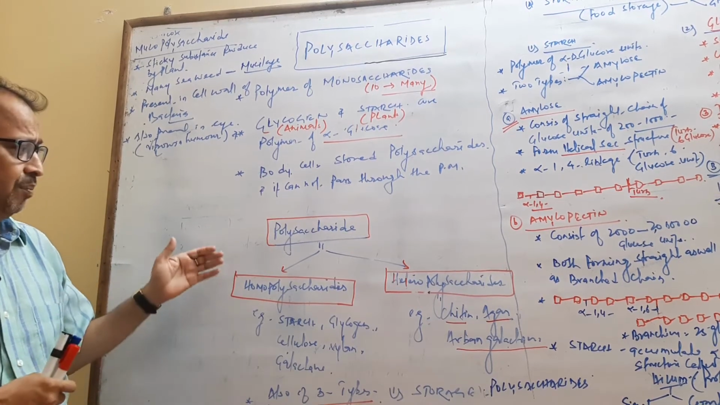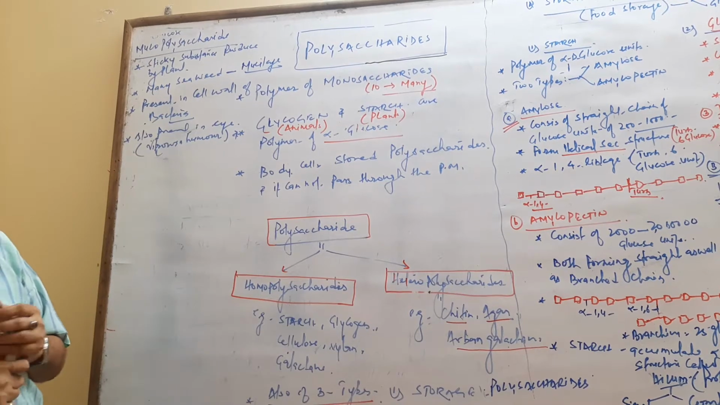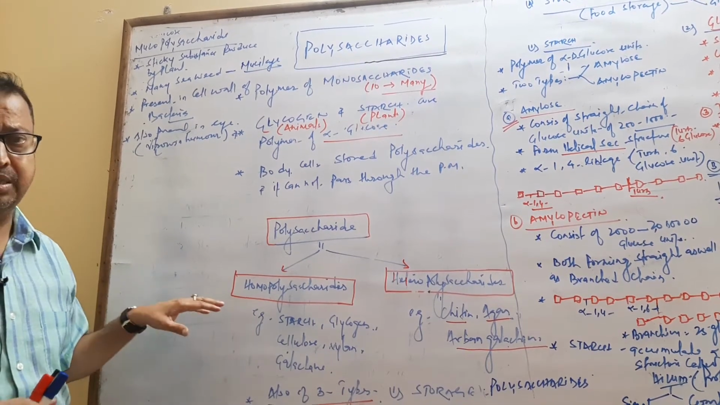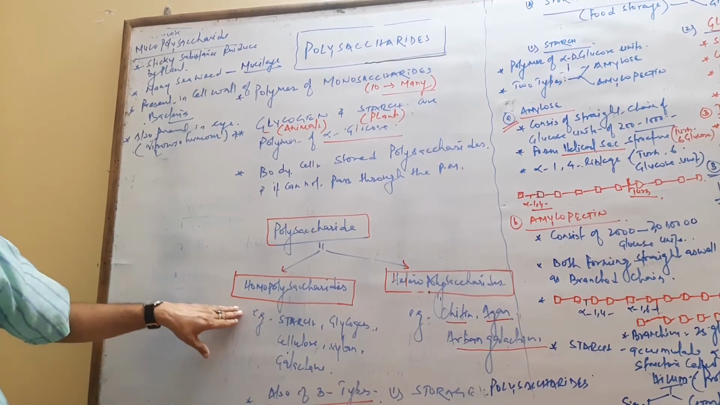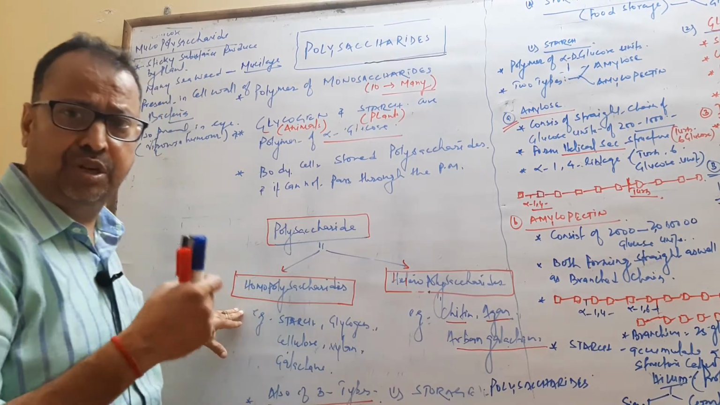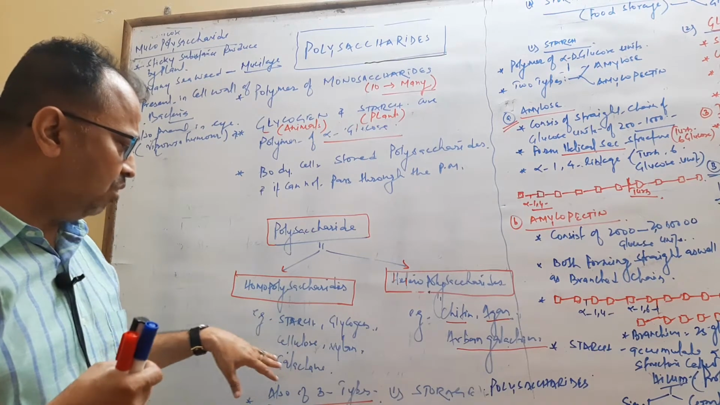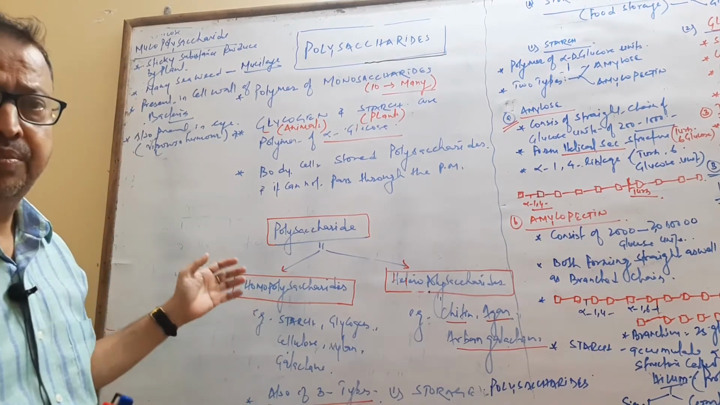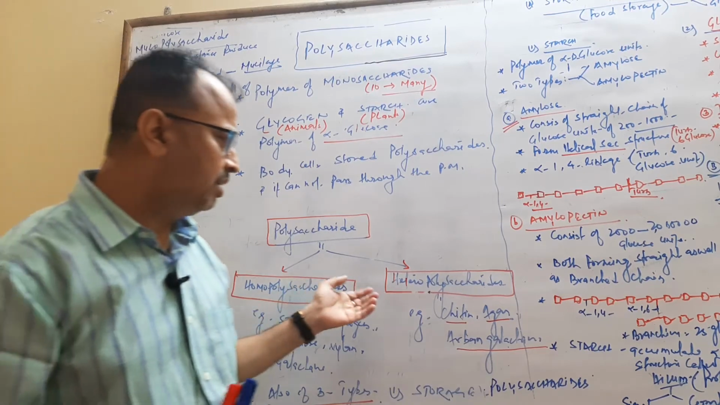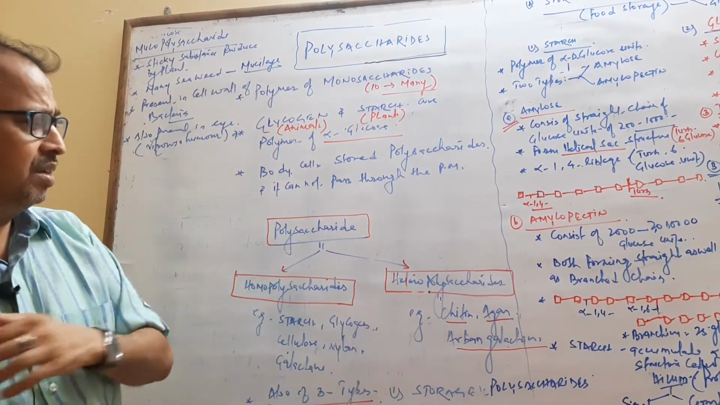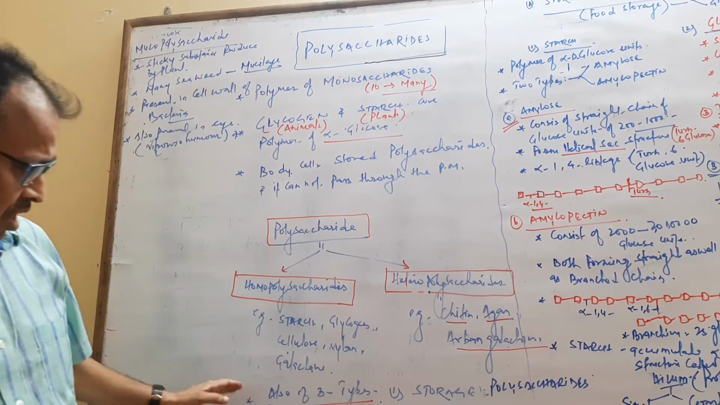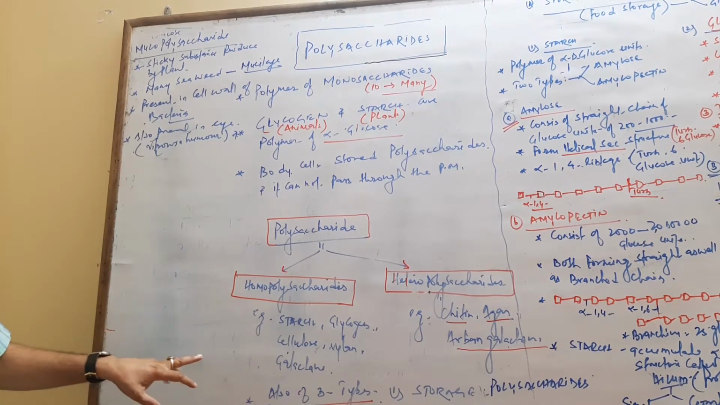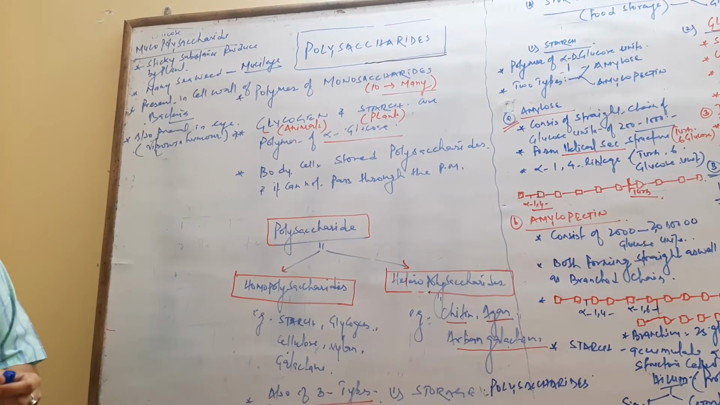Polysaccharides are categorized into 2 types, homopolysaccharides and heteropolysaccharides. Homopolysaccharides contain similar monosaccharide residues. Starch, glycogen, and cellulose are homopolysaccharides, and chitin, agar, arabinose, and galactan are heteropolysaccharides. Now there are the following types: storage polysaccharide, structural polysaccharide, and mucopolysaccharide.